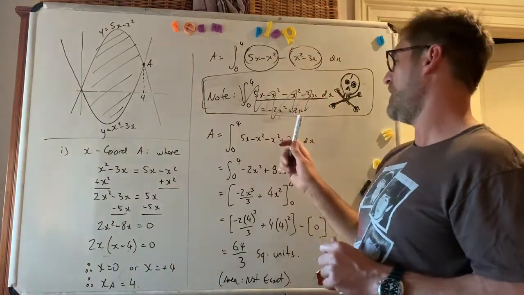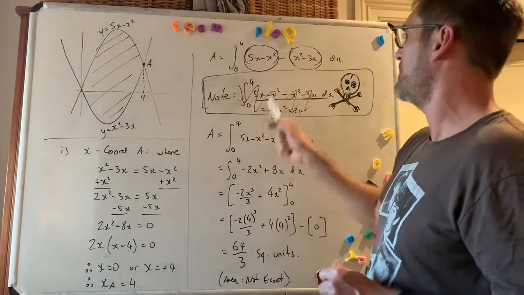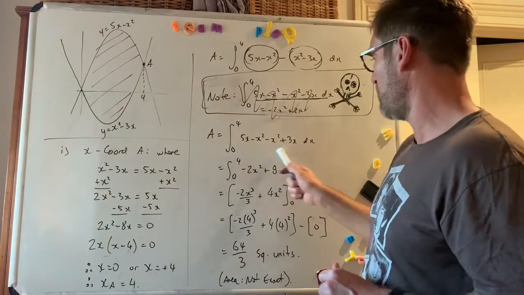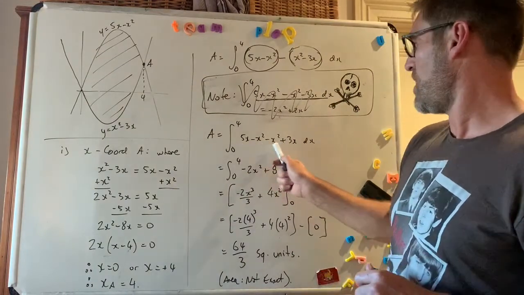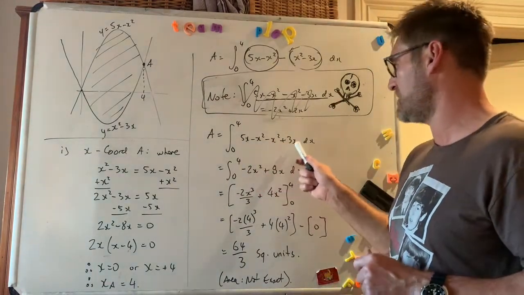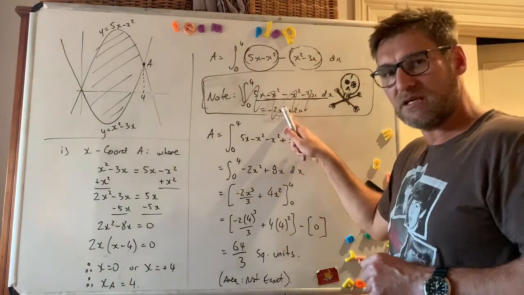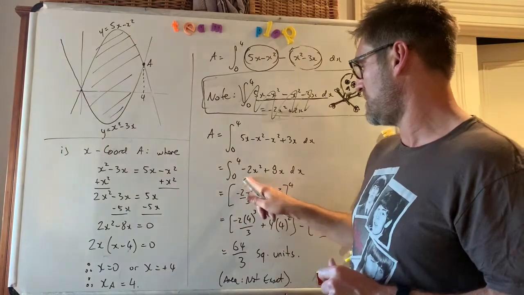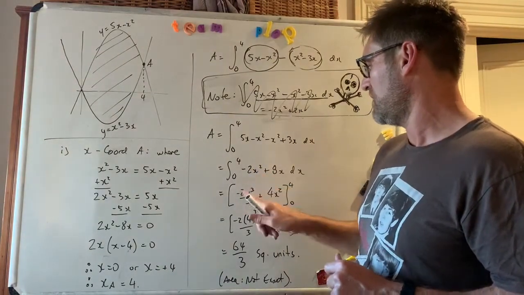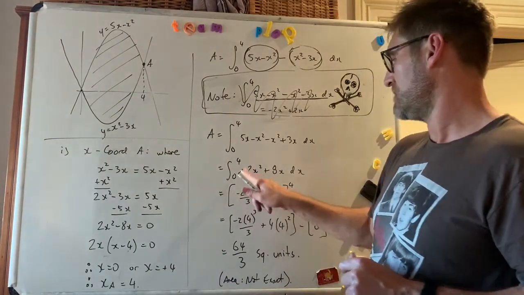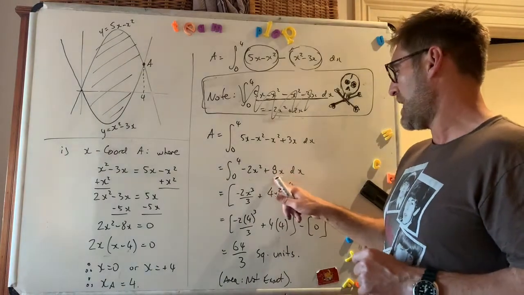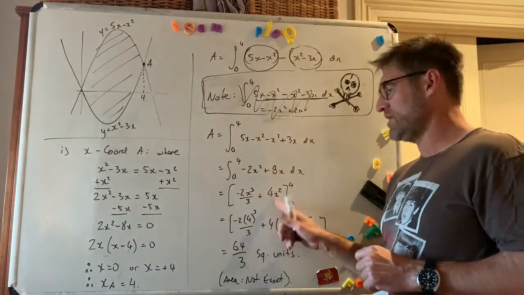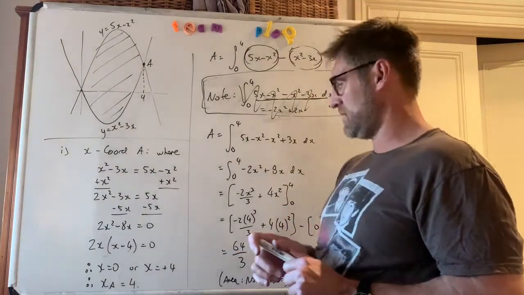5x minus x squared minus the x squared, minus becomes plus. Putting all that together, minus 2x squared, 5x plus 3x is 8x. Integrating now, the minus 2x squared integrated is minus 2x cubed on 3, and 8x squared on the 2, so 8 on the 2 becomes 4. So really simple integration in the end.